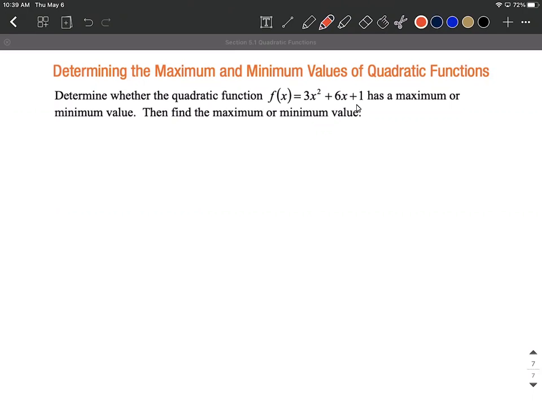To determine whether it opens up or down, what we want to do is rely on what we sometimes refer to as ax squared plus bx plus c. So a is positive. What that tells us is it opens up.